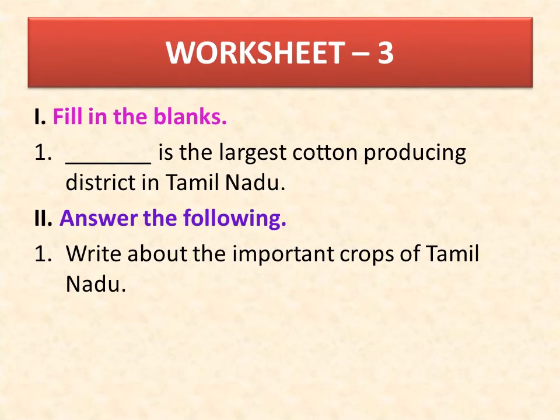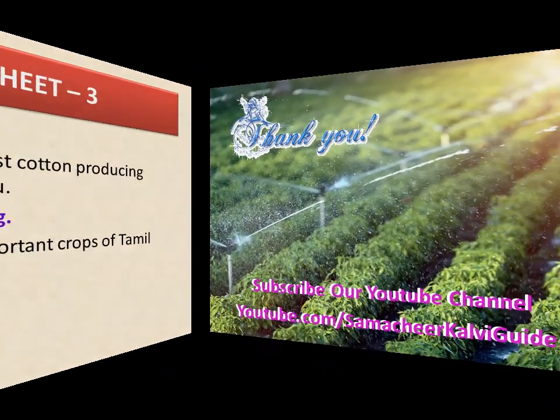That is the evaluation part. Now it's time for the worksheet. Worksheet number 3. Question number 1. Fill in the blanks. First one: Dash is the largest cotton producing district in Tamil Nadu. Question number 2. Answer the following. Write about the important crops of Tamil Nadu.